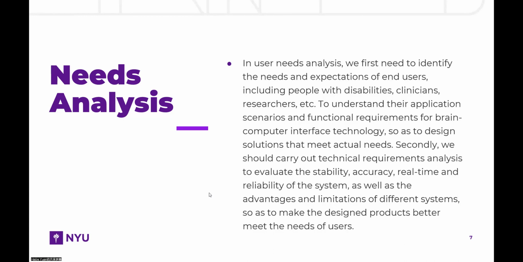Secondly, we should carry out technical requirements analysis to evaluate the stability, accuracy, real-time performance, and reliability of the system, as well as the advantages and limitations of the different systems, so as to make the designed products better meet the needs of users.